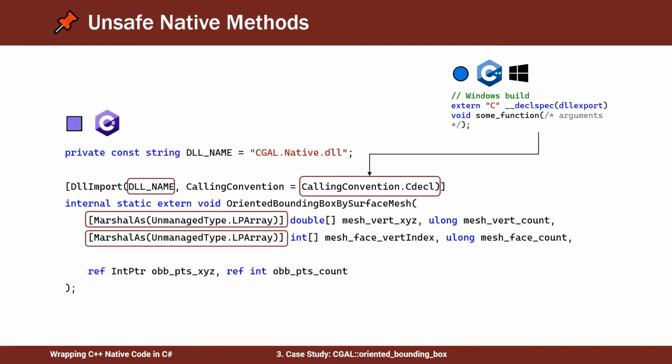The next thing I want to talk about is the attribute started with the DLL import. This is exactly the P/Invoke technology. We just need to notice three things. First is the DLL name. It should be constant. Second is the calling convention here. It should be the same as we define in C++. The marshal as attribute indicates how to marshal the data between managed and unmanaged code.